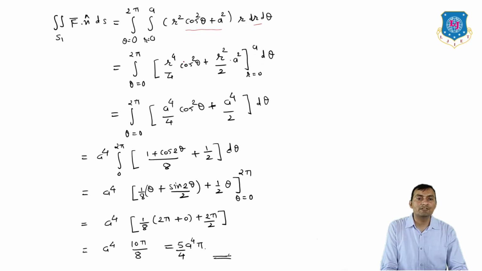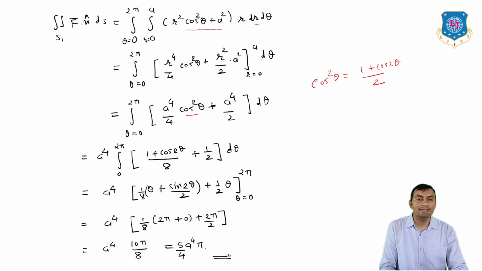So let us first put the upper limit, r equal to a: a raised to 4 divided by 4 cos square theta plus a raised to 4 divided by 2, d theta. Here you can notice that to do the integration with respect to theta, you have to use the formula cos square theta is equal to 1 plus cos 2 theta divided by 2. Use it over here, and after that you do the integration with respect to theta.